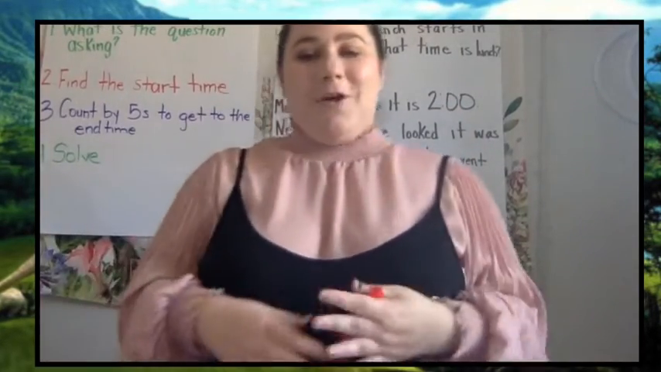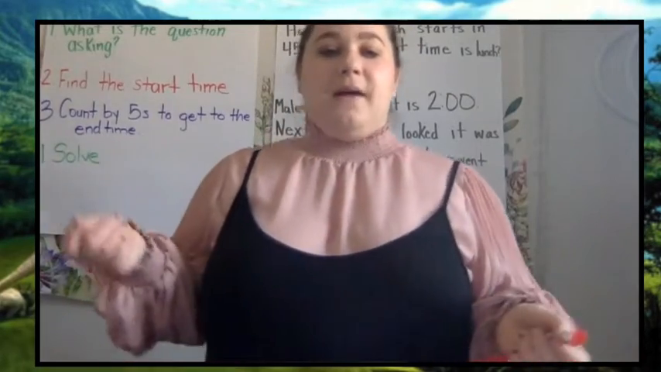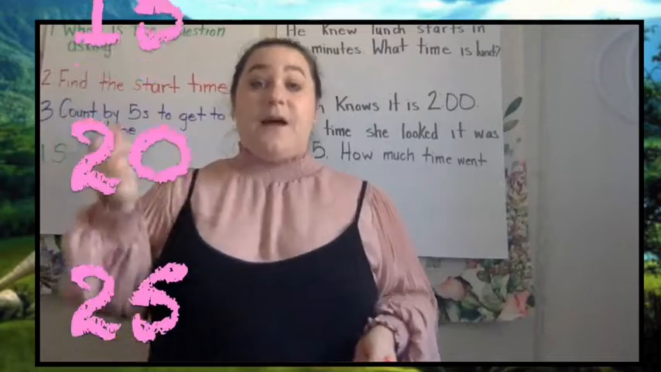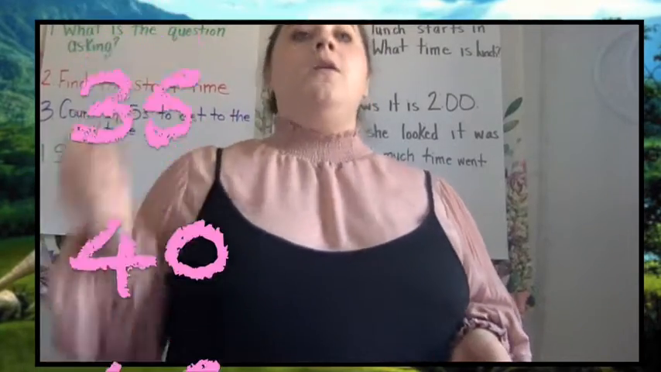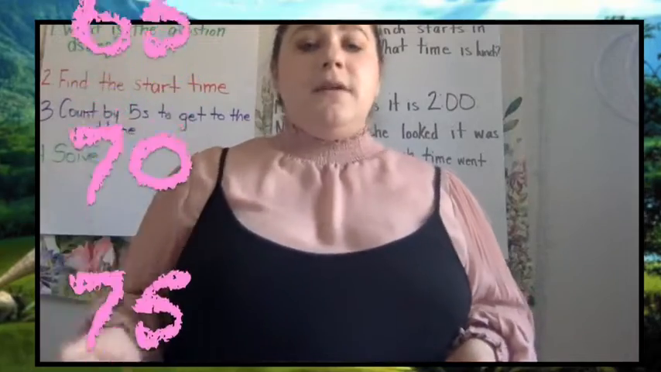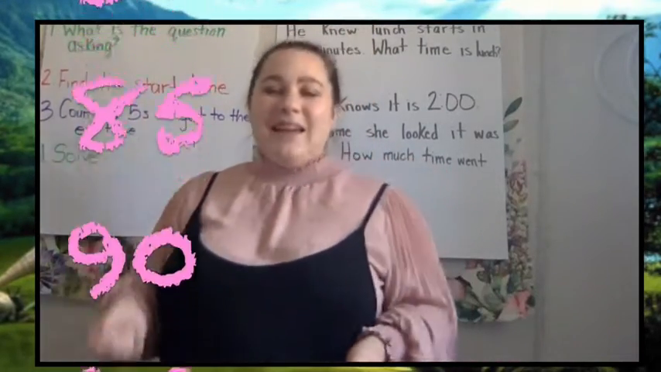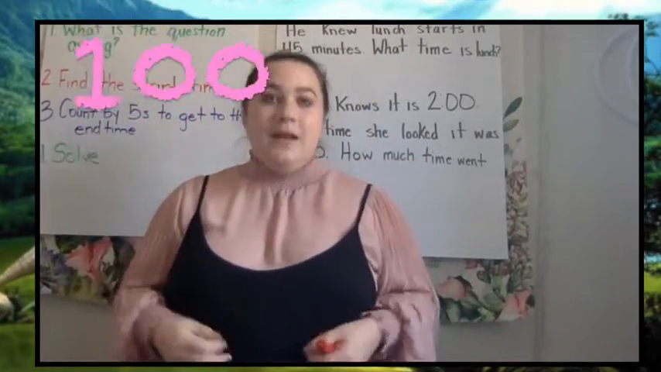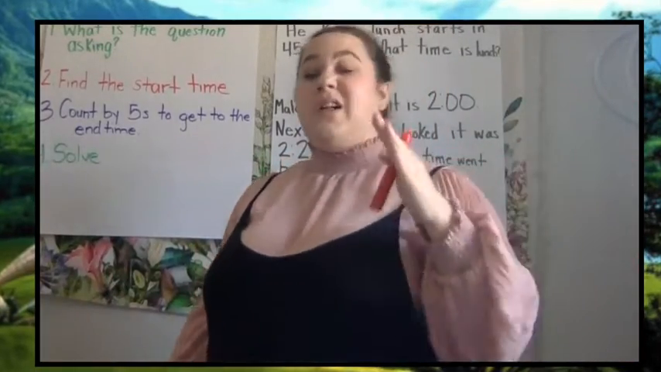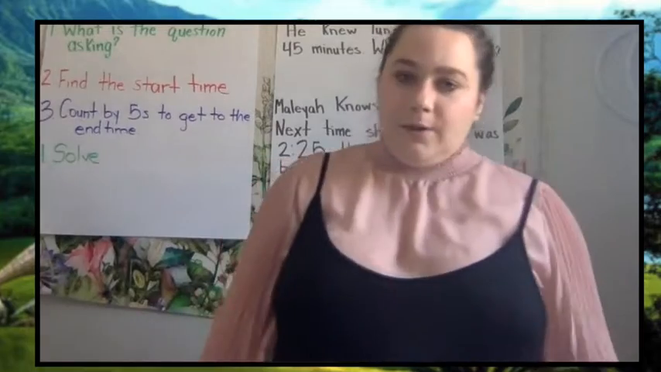So let's practice counting by fives. We're counting by fives. Get ready. Go. 5, 10, 15, 20, 25, 30, 35, 40, 45, 50, 55, 60, 65, 70, 75, 80, 85, 90, 95, 100. We know our clock only goes up to the 55 and then we're back at o'clock, but I like practicing all the way to 100.